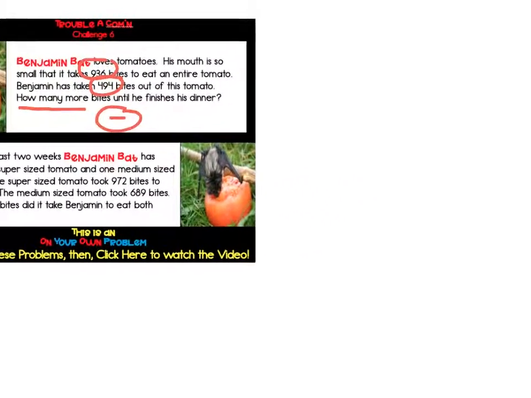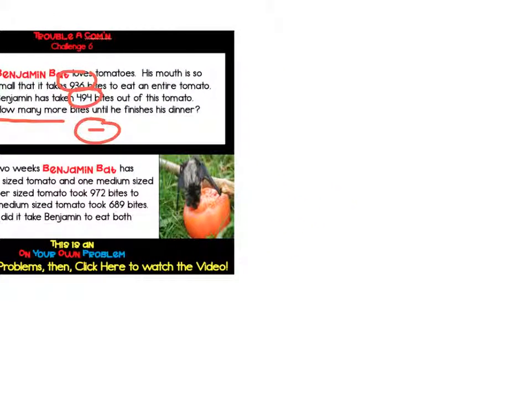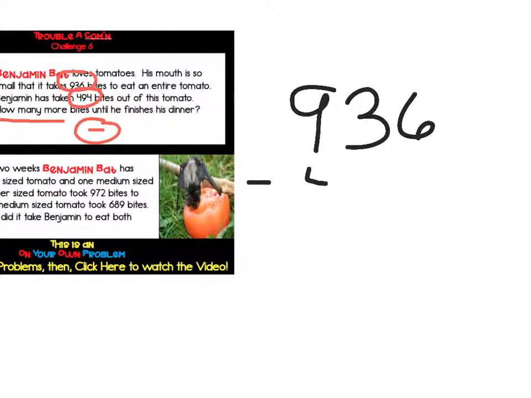So let's go ahead and make a little bit of room over here. And we're going to start with the 936 bites that it takes to eat the whole tomato, and we're going to subtract the 494 because he already has taken that many bites, right? And then the first thing we've got to do is make sure we have really pretty straight columns, right? And then we're going to look for any trouble coming because this is subtraction, right?